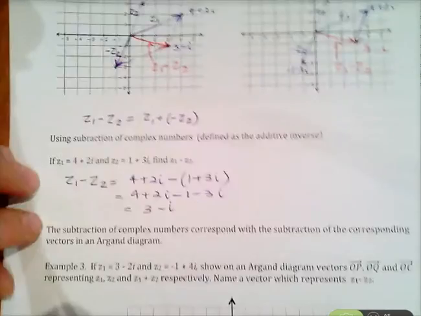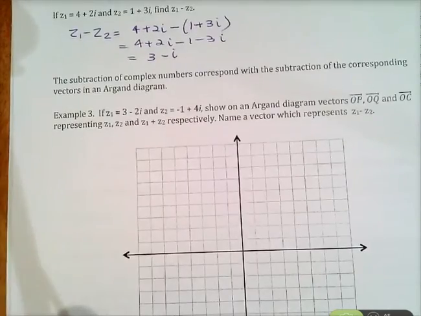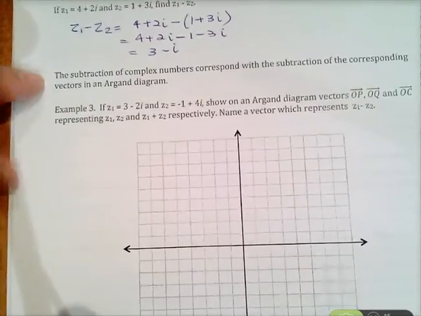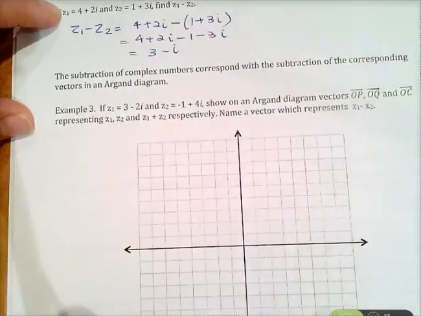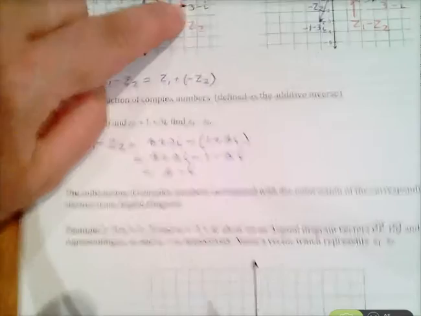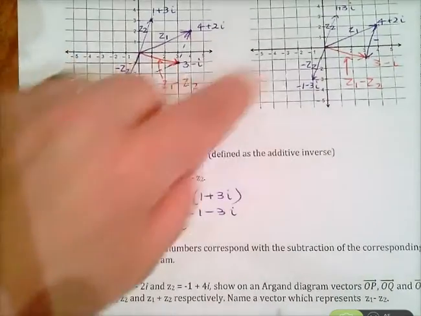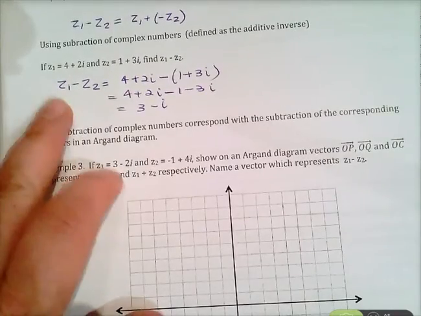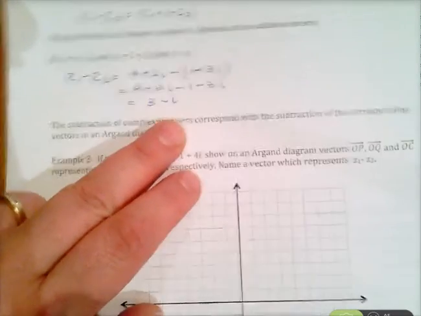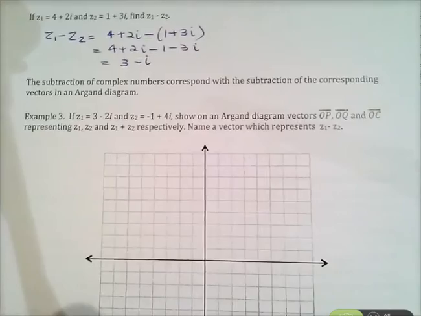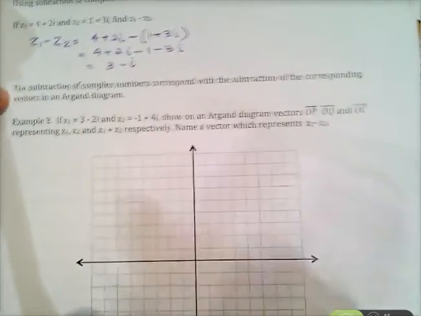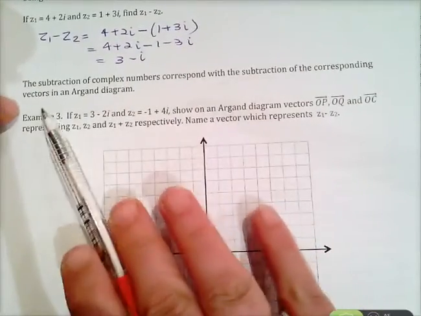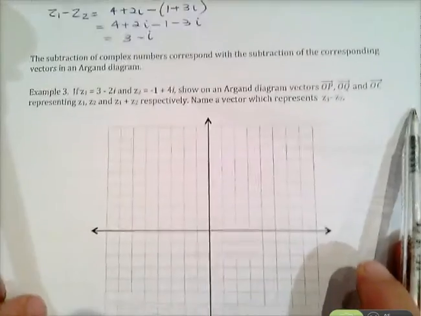And as I was saying before, the subtraction of complex numbers corresponds with the subtraction of vectors. As we can see, when you use the parallelogram method, you end up at 3 minus i. And when you use the tail to tip method, you end up at 3 minus i, and that is identical to just subtracting complex numbers as we were earlier, okay? So the subtraction of complex numbers corresponds with the subtraction of the complex vectors in the Argand diagram.